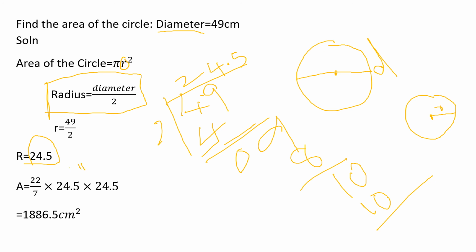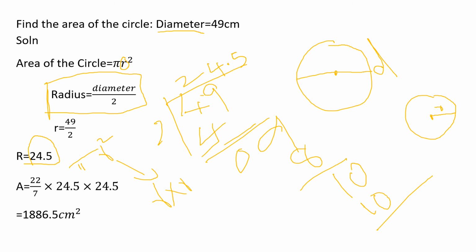Now, what is the formula? Pi r square, right? So, pi, what is the value? 22 by 7. R square means r into r. R square means what is the meaning? R into r. So, 24.5 into 24.5. Now, calculate it. You can do 22 into 24.5. You'll be getting an answer. Into again 24.5. Then the final answer you want to divide by 7.